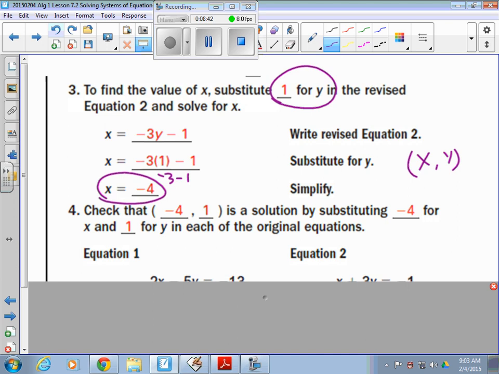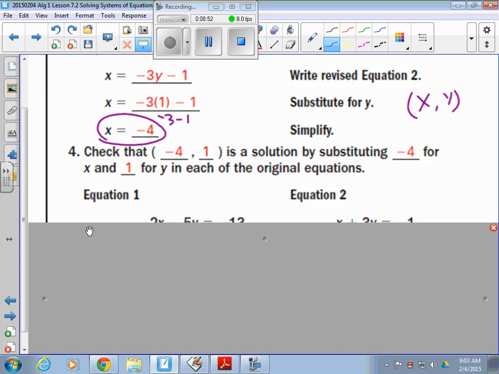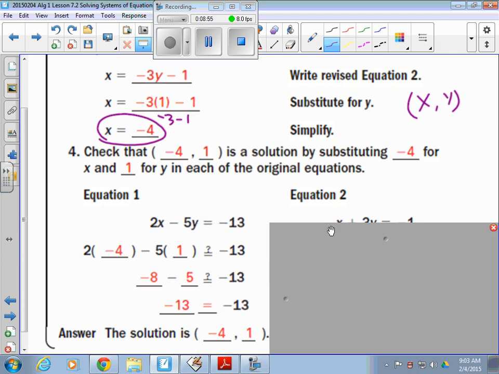So now you have the solution. Now plug both of those back in and check it. You always want to check it. Remember, you can do a lot of your checking mentally, especially if the numbers are easy for you to remember. For equation number 1, 2 times x, we just got a new value for it. It was -4, so it becomes 2 times -4. Minus 5, we got a new value for y. It's 1. So 2 times -4 is -8. -5 times 1 is -5. -8 minus 5 is -13. Notice that's a true statement right there. -13 is equal to -13.